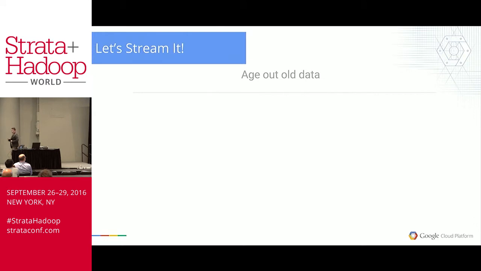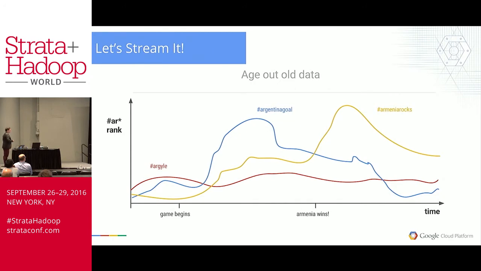To do this, let's make our example a little bit more interesting, first of all. Let's say that instead of reading from a batch source, we're reading from some stream. And what's going on is there's a football match going on between Armenia and Argentina. As time goes on, let's say before the football match begins, the most relevant suggestion for the prefix AR is Argyle. As the game begins and Argentina scores a goal, the most popular thing that people are tweeting is Argentina goal. And that's what we should be returning as part of our auto-suggest.